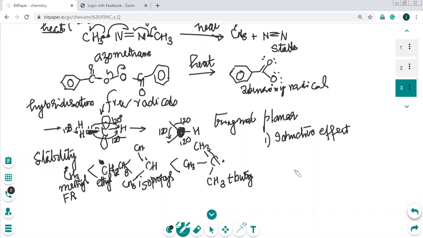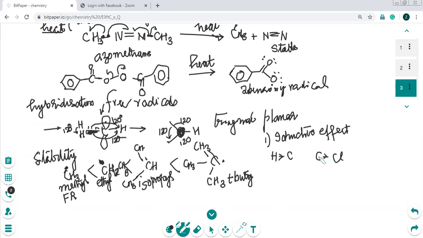How does inductive effect play out? And what is inductive effect? I think we haven't mentioned what is inductive effect, but you already know. When you have a bond, the electrons are closer towards a more electronegative atom. That is inductive effect. In the case of the C-Cl bond, here is the inductive.